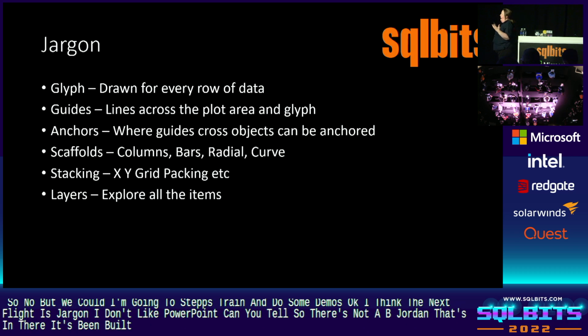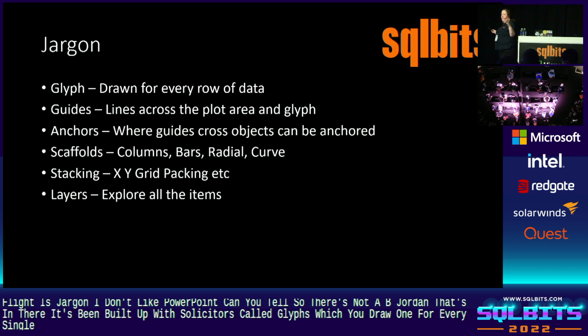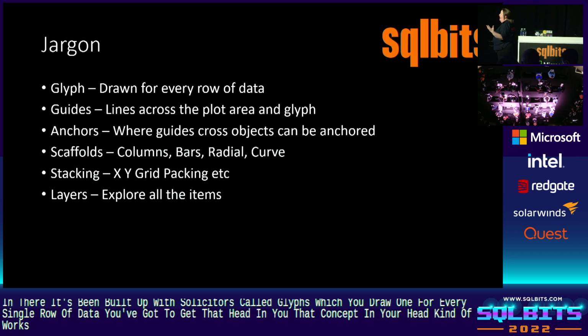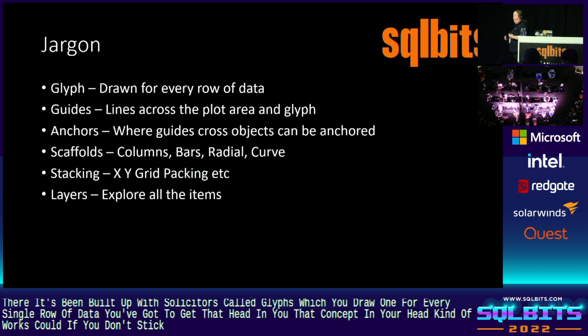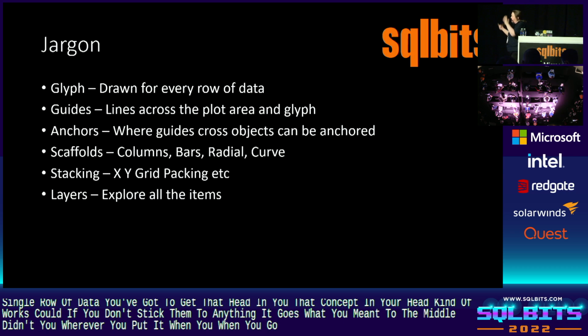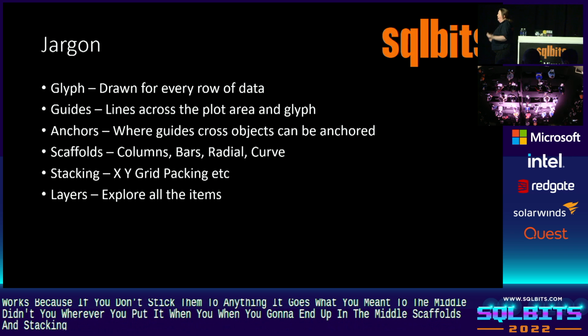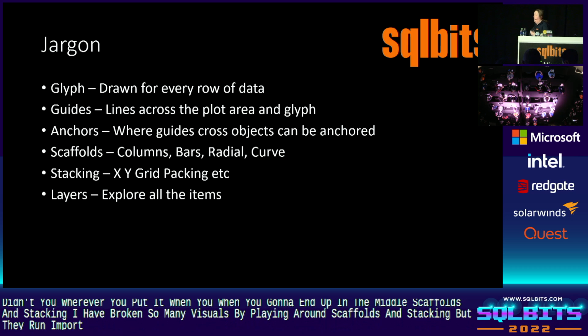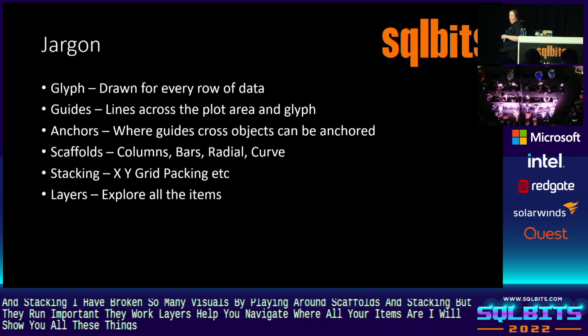There are some things called glyphs, which you draw one for every single row of data you've got. Okay, once you get that concept in your head, it kind of works. The guides are really important, and anchor points are really important as to where things stick. Because if you don't stick them to anything, it goes, well, you meant in the middle, didn't you? Wherever you put it, it ends up in the middle. Scaffolds and stacking. I have broken so many visuals by playing around with scaffolds and stacking. But they're really important. They work. Layers are to help you navigate where all your items are. I will show you all these things when we get into there.